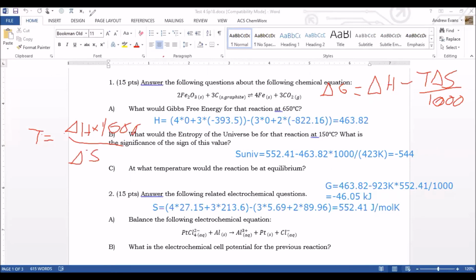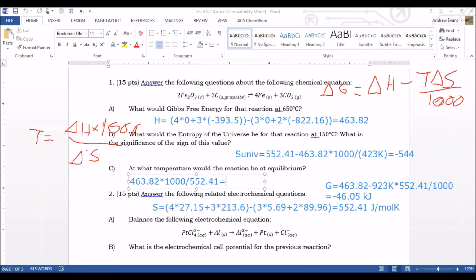So the final reaction, once again, uses all that lovely data we just found for part A. Part A had a lot of work to it, but if you did it right, part A contributes to part B, contributes to part C here. So we're just saying 463.82 times 1,000 divided by 552.41. Please note, this is one of those situations where they both have to be positive or both have to be negative to make any sense.